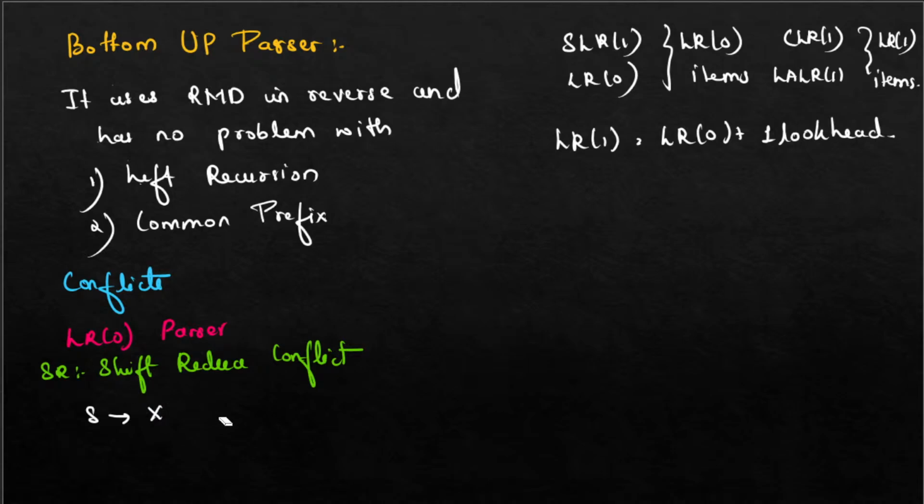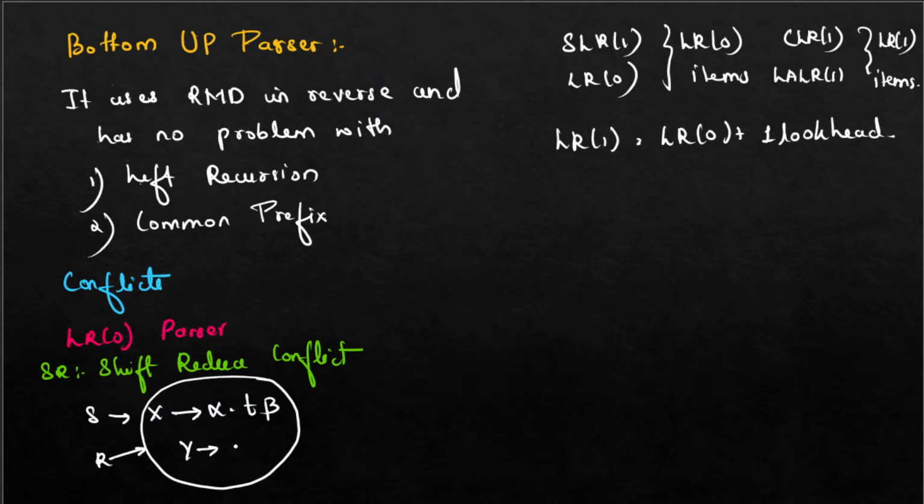I am talking about the shift conflict. So the shift conflict is like X deriving alpha dot T beta. And in the same state it has the reduce, like Y deriving some alpha dot. So then this is the SR conflict.